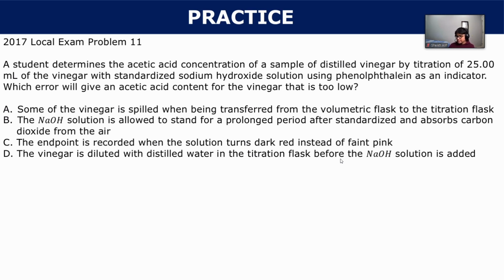A student determines the acetic acid concentration of a sample of distilled vinegar by titration of 25 ml of the vinegar with standardized sodium hydroxide solution using phenolphthalein as an indicator. Which error will give an acetic acid content for the vinegar that is too low? And so if you got that the acetic acid content of the vinegar is too low, then that means your reaction has completed before it should. And so which one of these answer choices show that the reaction finished before it really should?